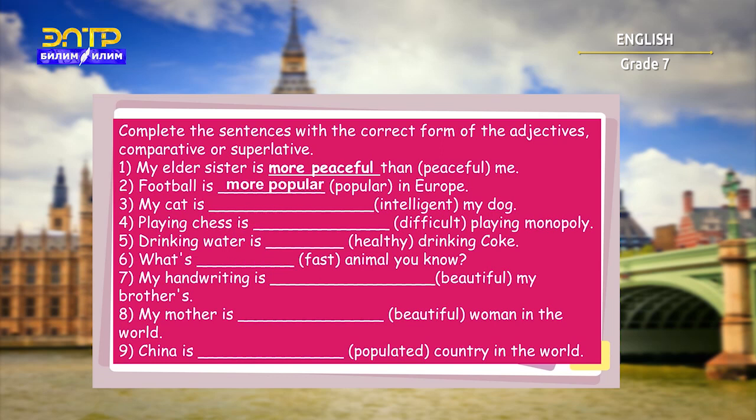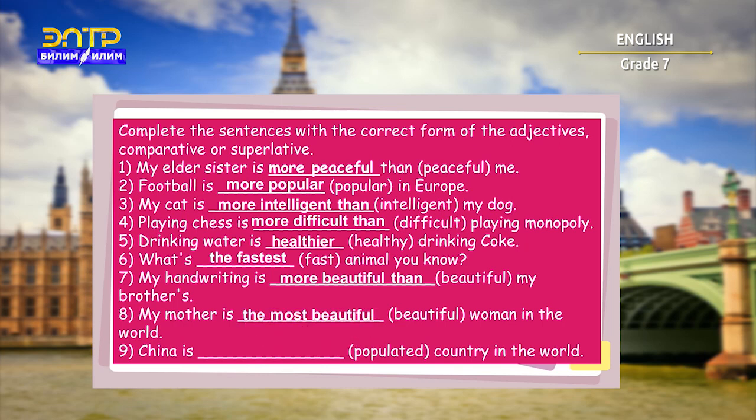Football is more popular in Europe. My cat is more intelligent than my dog. Playing chess is more difficult than playing Monopoly. Drinking water is healthier than drinking Coke. What's the fastest animal you know? My handwriting is more beautiful than my brother's. My mother is the most beautiful woman in the world. China is the most populated country in the world.